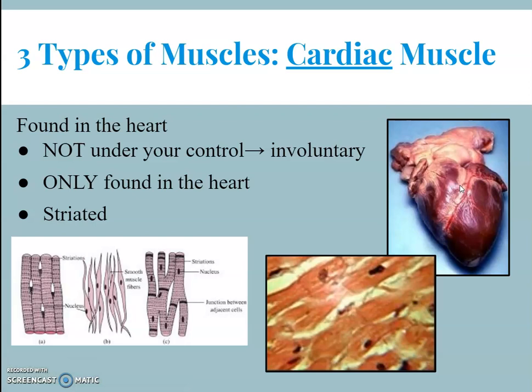The next type is cardiac muscle. These are the muscles found in the heart. This is also not under your control, so it's an involuntary type muscle. Once again, it's only found in the heart, and these ones are striated. So you see striations when you look under the microscope.